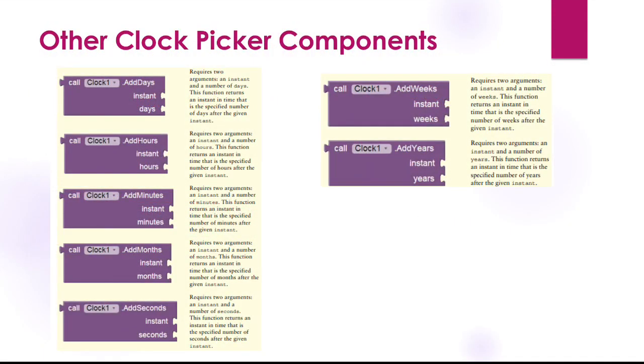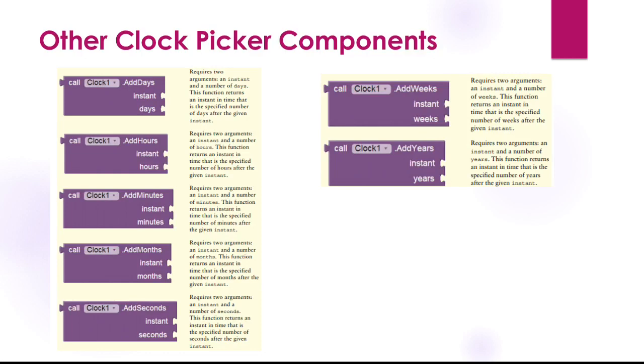The other clock component functions include functions that let you add units of time to an instant to get an instant that will occur in the future. In the list of all the blocks that are shown in the image below, the first block returns an instant in time in days after the given instant. The second block returns an instant in time in hours after the given instant. The third block returns an instant in time in minutes.